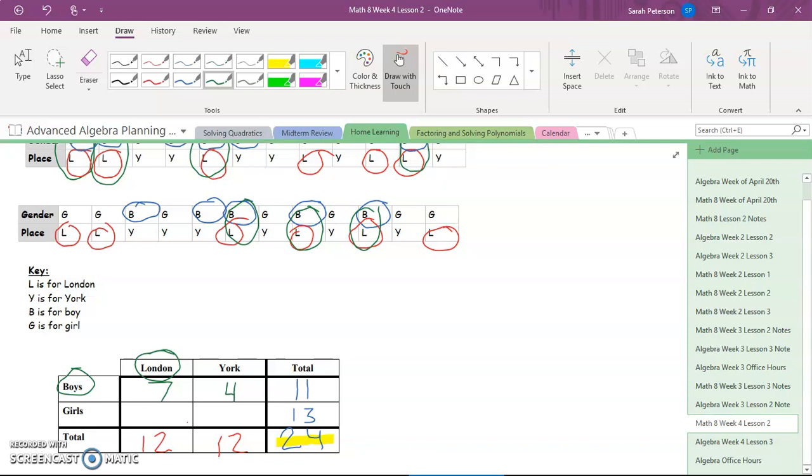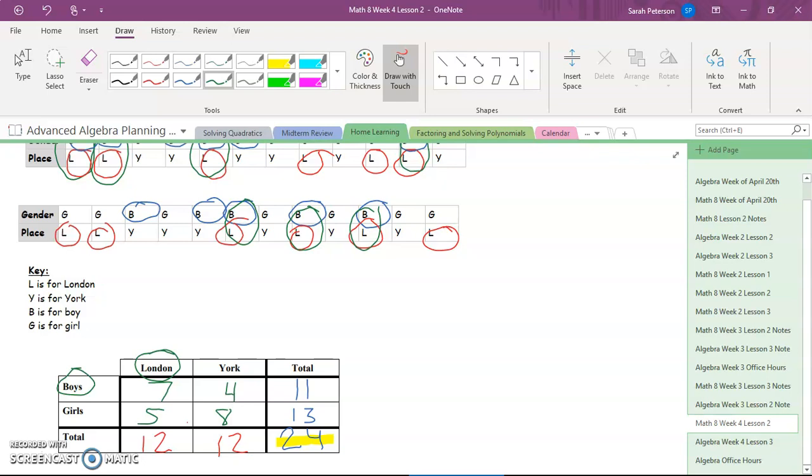And then if there's 12 total people went to London and 7 of them are boys, 5 of them must have been girls. And then 4 plus blank is 12. So I can do 8. And also 5 plus 8 is 13. So you can kind of look at it that way too. So that is how you fill in a two-way table.